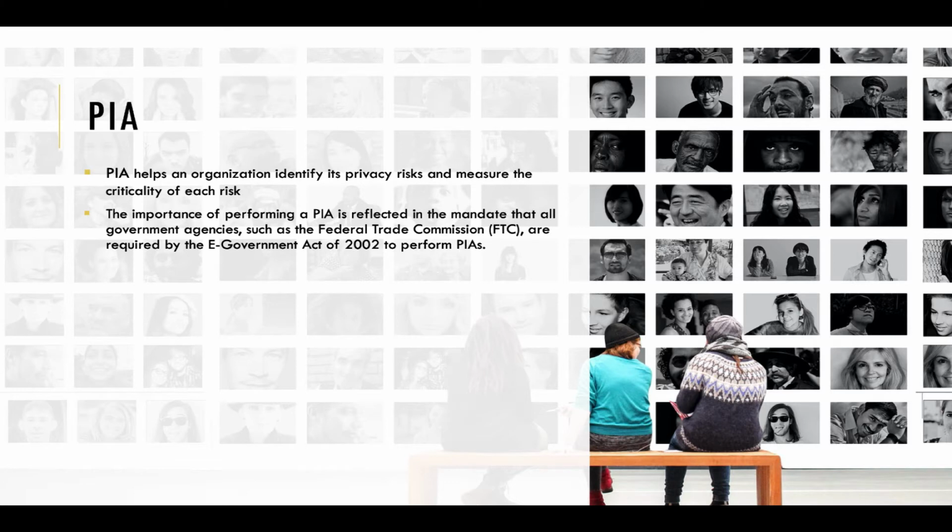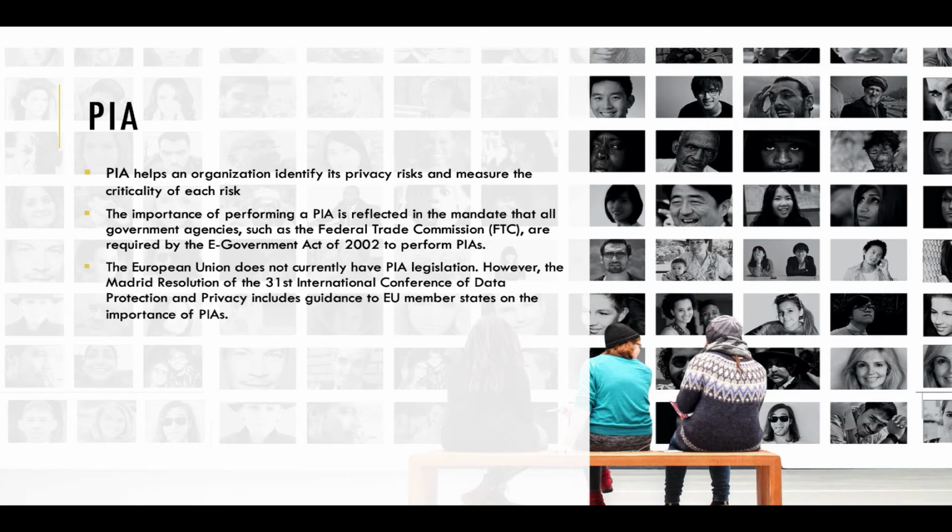The importance of performing a PIA is reflected in the mandate that all government agencies such as the Federal Trade Commission or FTC are required by the E-Government Act of 2002 to perform PIAs. Under the Treasury Board of Canada Secretariat's Directive on Privacy Impact Assessment, Canadian government departments are required to conduct a PIA. The European Union does not currently have PIA legislation. However, the Madrid Resolution of the 31st International Conference of Data Protection and Privacy includes guidance to European Union member states on the importance of PIAs.